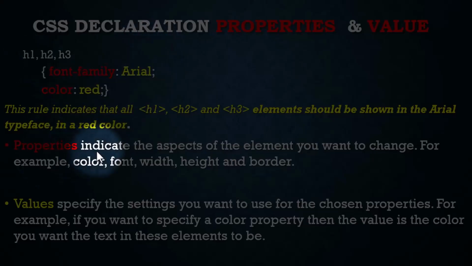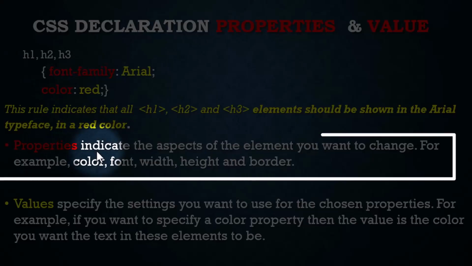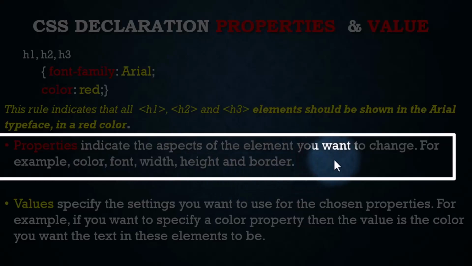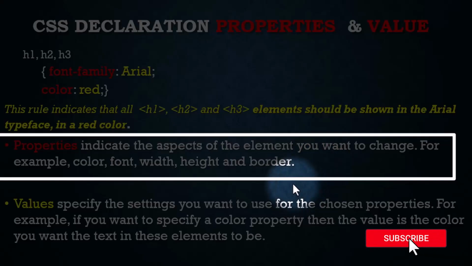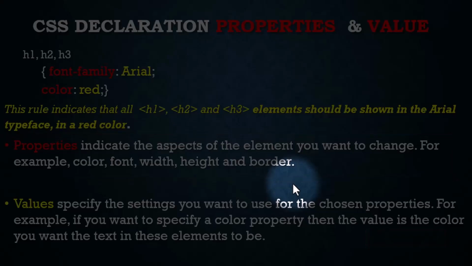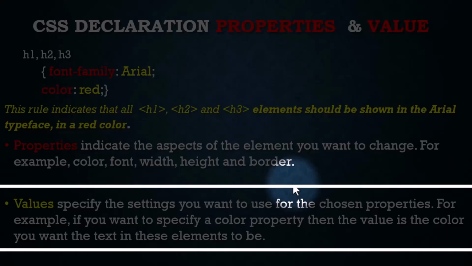Now, what are properties? They are the aspects of the elements you want to change. For example, color, font, font family, width, height, border. Those are the particular things we are interested in changing or in giving rules to. The values specify the settings you want to use for the chosen properties. So for example, you want the color of your headings to be red. You want the color of the entire body to be cream. You want all your paragraphs to be in a particular typeface. So you apply a particular value to those particular properties you want to make changes to.